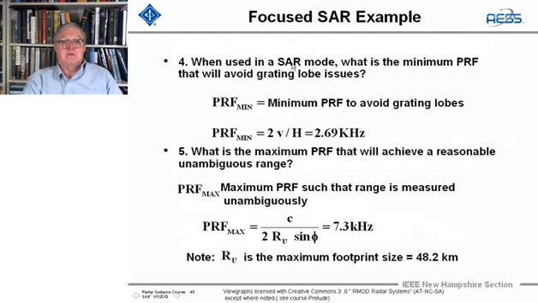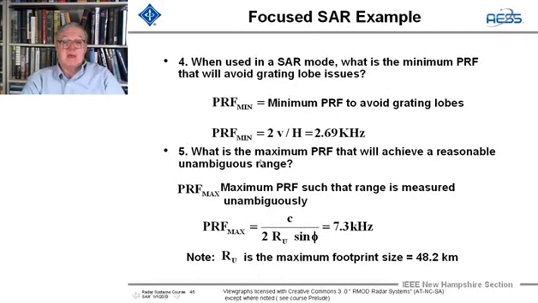Now, when using the synthetic aperture mode, what's the minimum PRF to avoid grating lobes? The minimum PRF to avoid grating lobes is just this quantity. I want you to go through the algebra to see that, and go back to those derivations a couple of viewgraphs before.